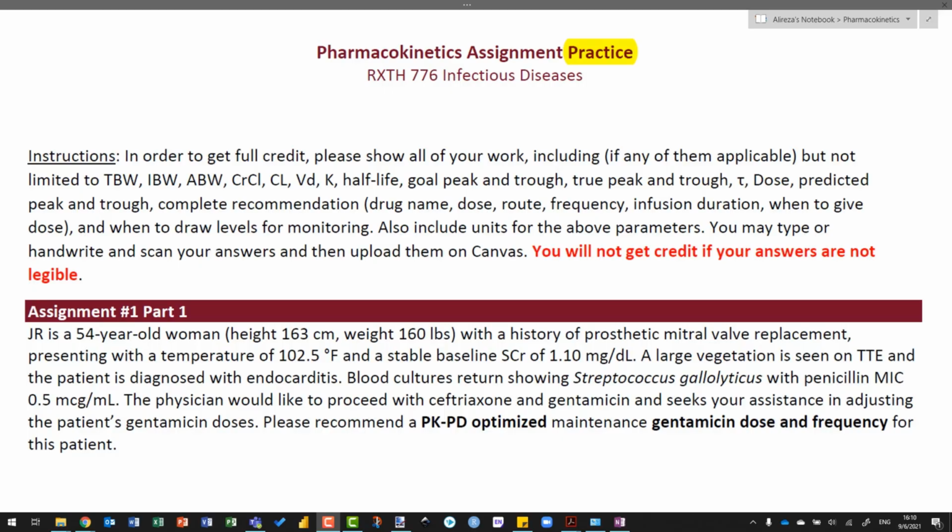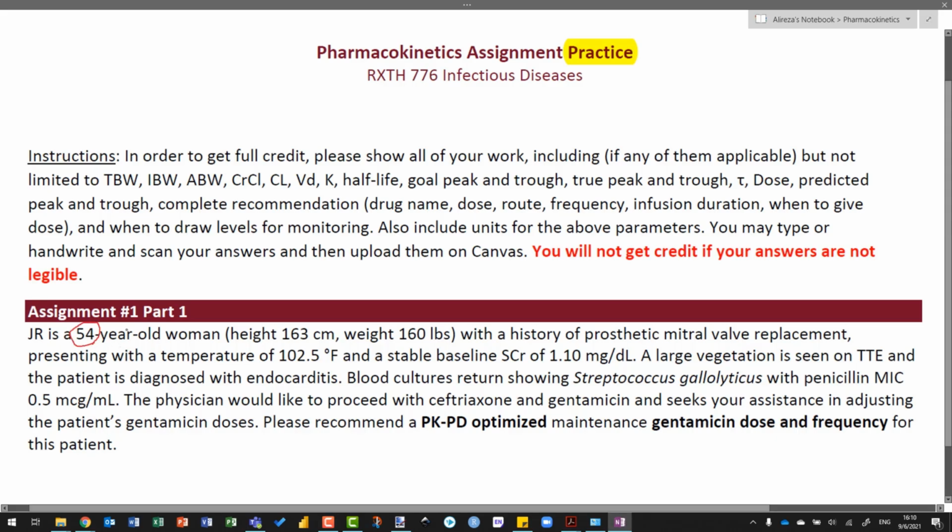So a few things that you should pay attention to: the age of the patient is 54 years. This is a female woman. And then you have height and weight here. And of note is that this patient is diagnosed with endocarditis, and according to endocarditis guidelines from the American Heart Association, the treatment of Streptococcus gallolyticus includes ceftriaxone plus gentamicin for a patient with mitral valve replacement.